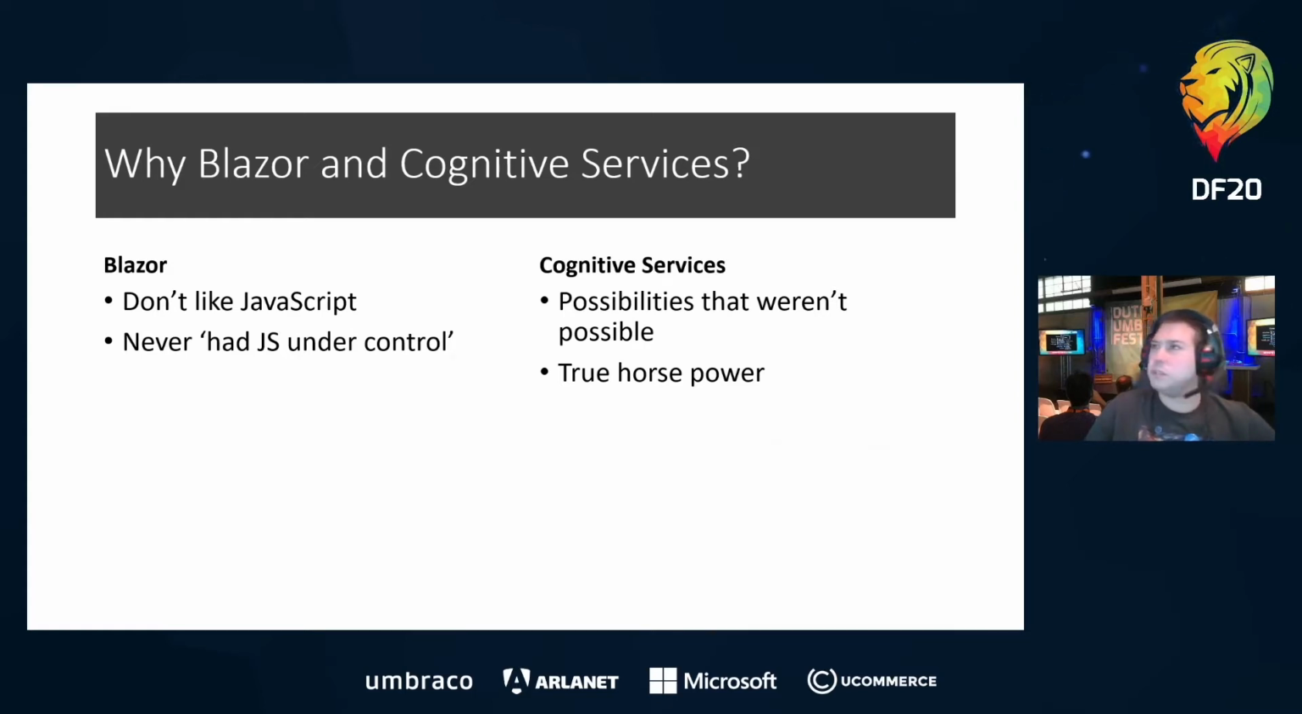So why do I choose Blazor and Microsoft Cognitive Services today? First of all, I never had a feeling with JavaScript. Personal thing. And I also never had JavaScript under control. And then the combination, that's the reason for Blazor. I really love the whole C# thing. And why Cognitive Services? Just the simple reason is there are possibilities that weren't possible before. And I have to admit, it's really true horsepower. Yeah, it's really a powerful thing. So that is the reason that I chose both.